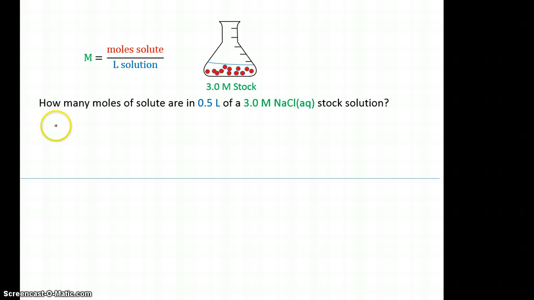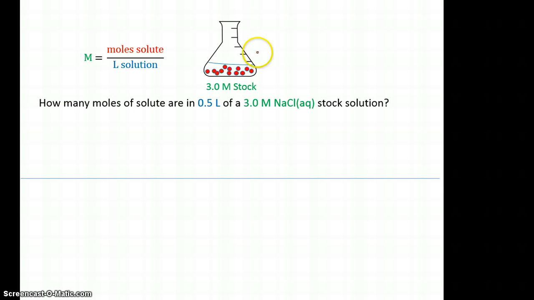So just to show you how this works, we have the formula for molarity. It's the moles of solute divided by liters of solution. And so I've color-coded things to sort of match here. The molarity, the concentration, is in green. The solute particles are in red, and then the volume of the solution is in blue.